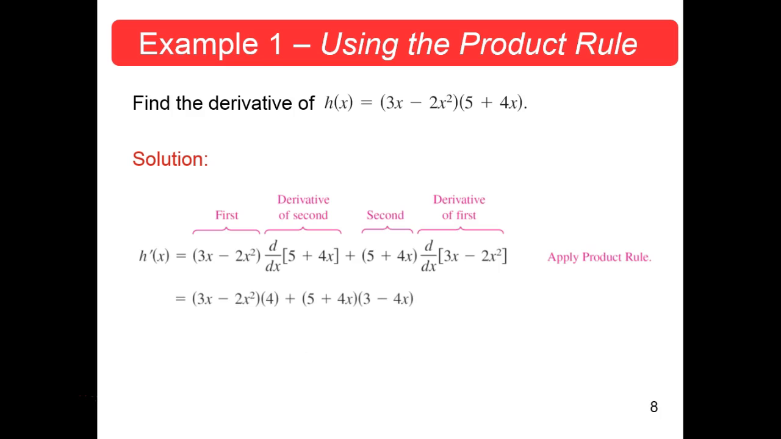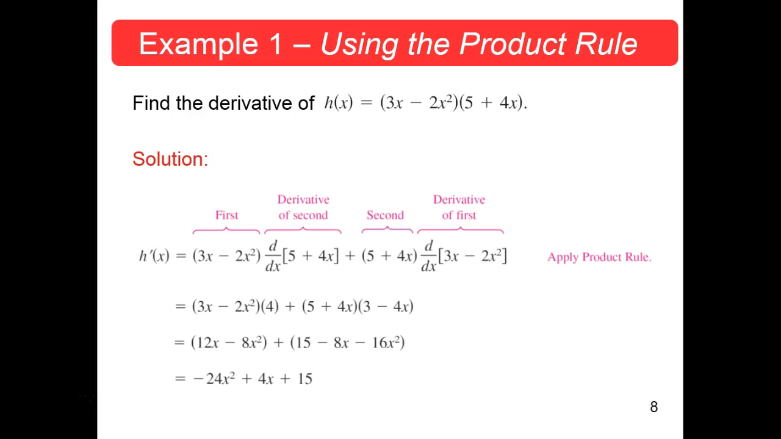Okay. And that would be 3x minus 2x squared times 4, exactly like you did, plus 5 plus 4x times the derivative of that, which would be 3 plus 4x. Perfect. Then you multiply those two together and you get those terms. Combine like terms, you get minus 24x squared plus 4x plus 15. Exactly what y'all got, we got, except I put the 15 in front. Minus 24x squared at the end, because I don't like leading off with a minus sign, though there's nothing wrong with it. Okay.